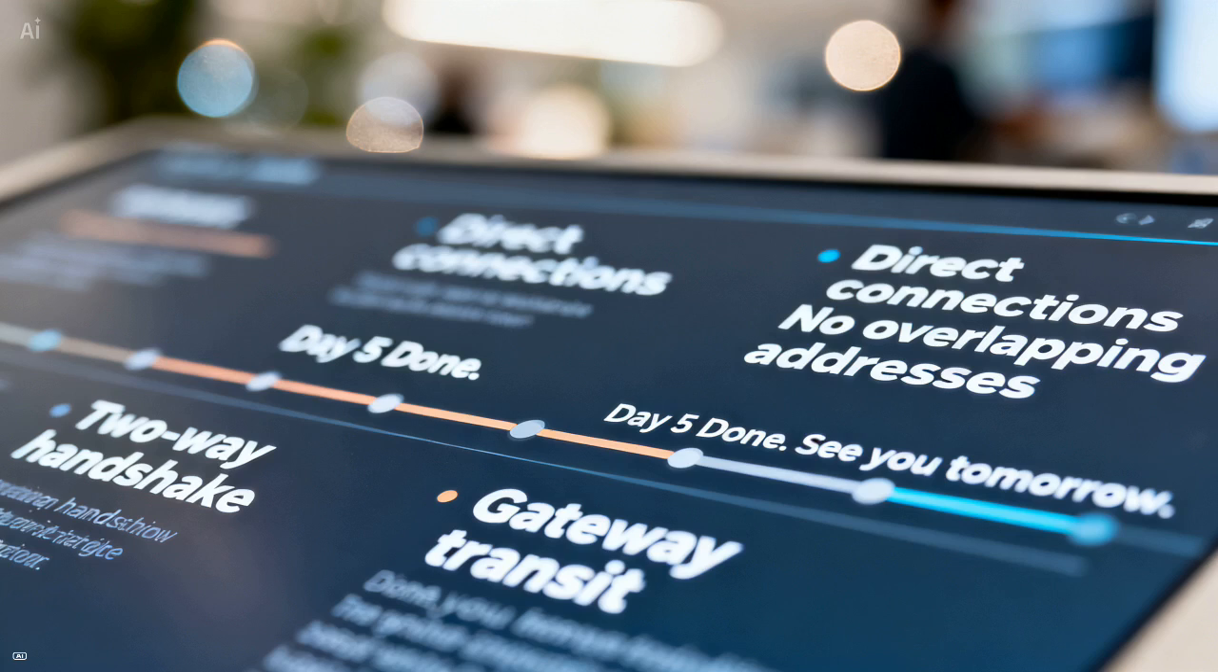Direct connections only, no overlapping addresses. Both sides configured, gateway transit when needed.